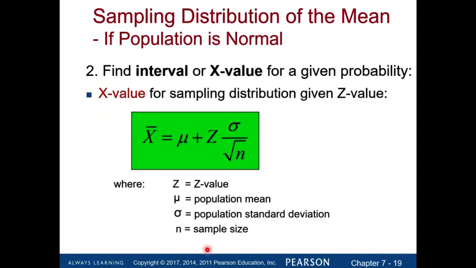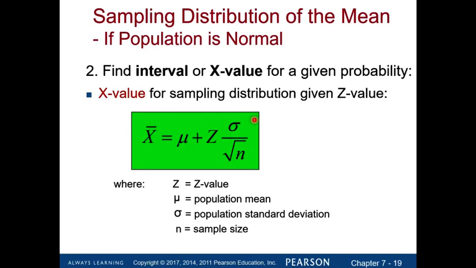Okay, so in order to figure out what the x value is corresponding to a given probability or a given z value, you simply need a formula to do that. And here is a formula. If you remember the formula to calculate x values given z values, you probably remember it is x value equals mu plus z times sigma.